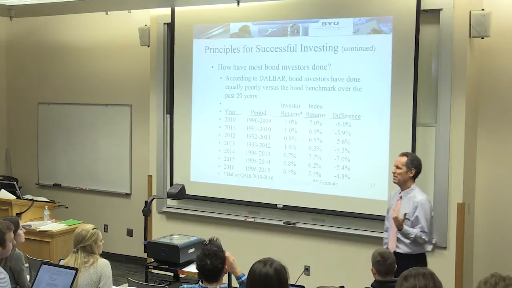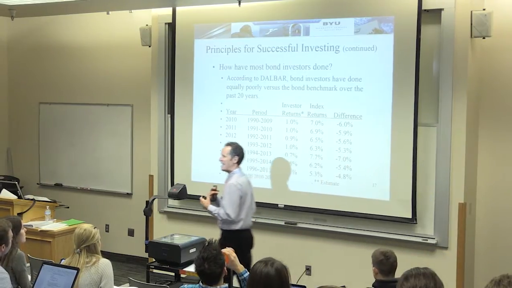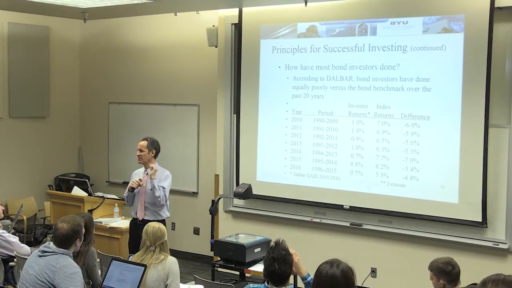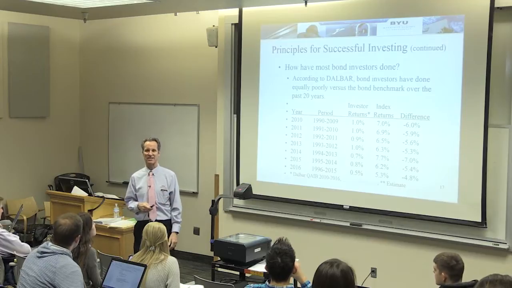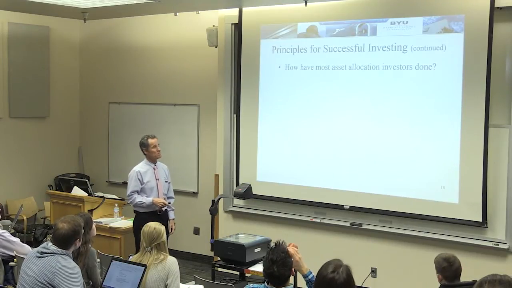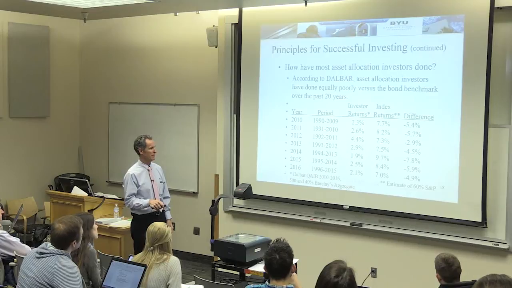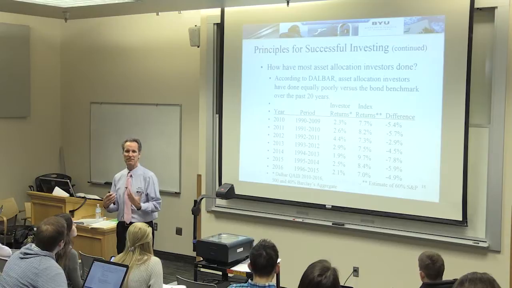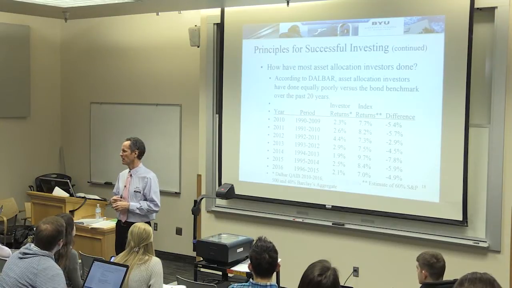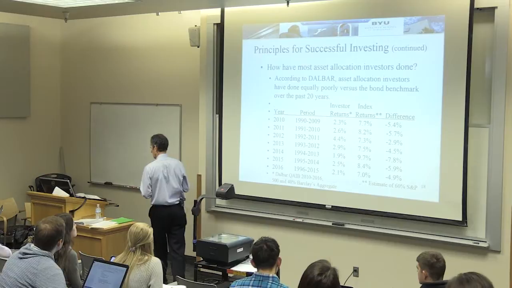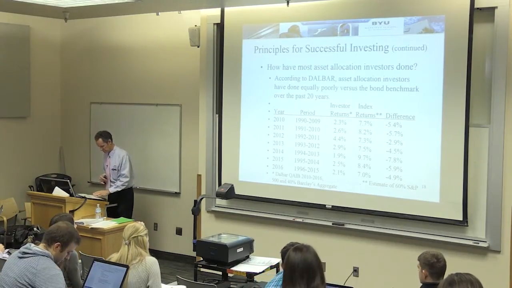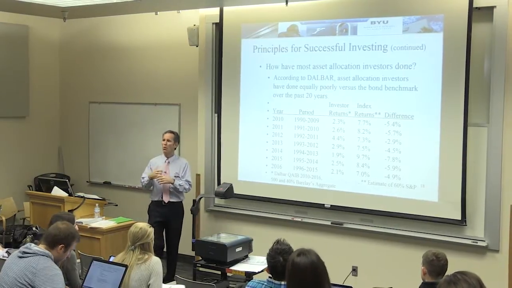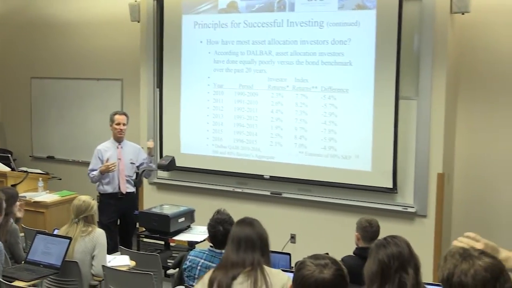Well, maybe you're saying, what about those asset allocators who decide when the market's low, they'll go into the market, and when it's high, they'll sell out? How about people who do that asset allocation? How have they done? Have they been able to add value? No. So the question is, if most people have underperformed the benchmarks, what are we going to do differently so we don't end up like them?